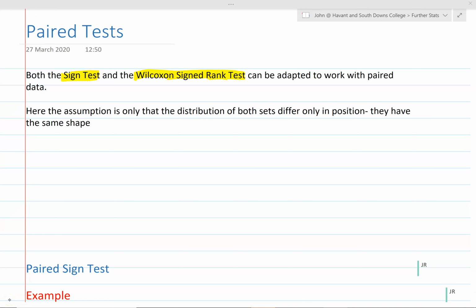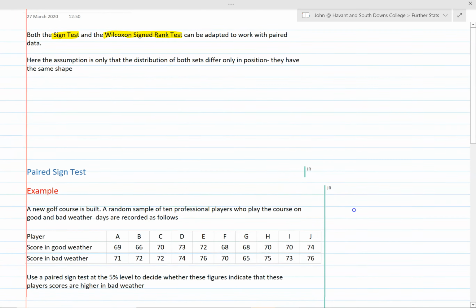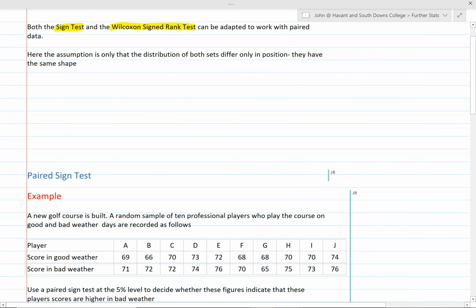Essentially, for both the sign test and the Wilcoxon signed rank test, we need to have the distributions of the two pairs to be the same. I probably ought to show you the first example so we can see what we mean by paired data. You've got one set of golf players, and they're playing in good and bad conditions, and the data occurs naturally in pairs. And when we can consider things in pairs, then we are better off doing that.